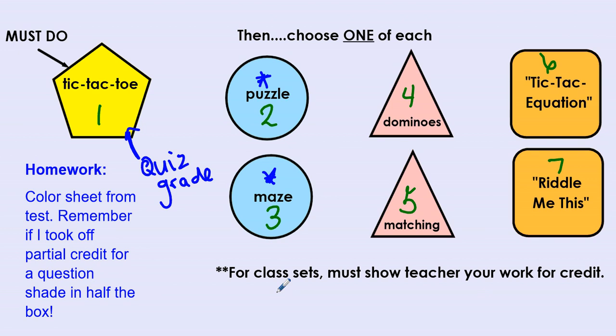Your homework tonight, as you are working, the substitute teacher is going to pass back your tests. Please make sure that you color the sheet from your test, the sheet that you should have picked up when you walked in. Okay, so you're going to color that for your homework. Remember, if I took off partial credit for a question, shade in half the box. So maybe write those instructions on your sheet so that you remember that if I took off partial credit, to shade in half the box.